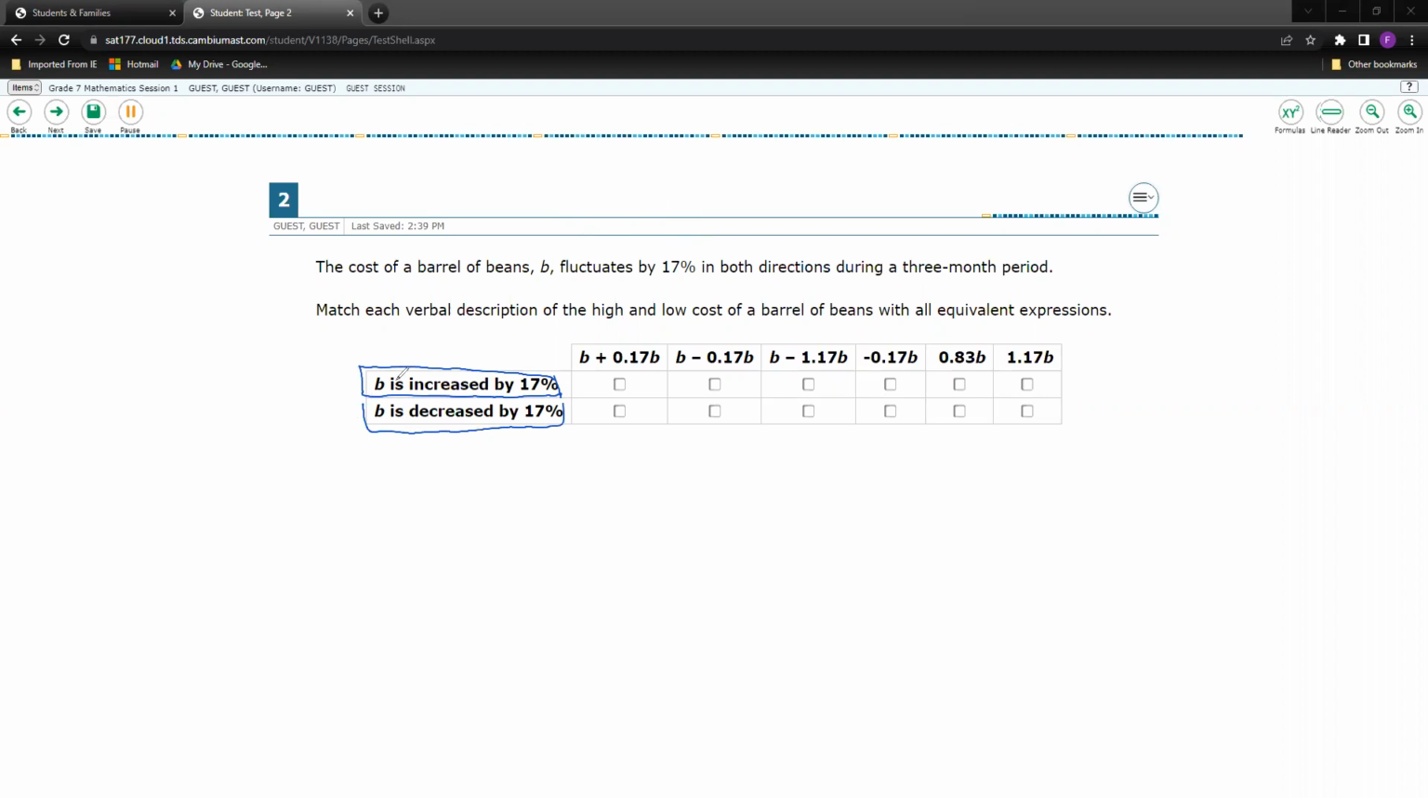When B is increased by 17% of B, there we have it. 1B plus 0.17B is going to be 1.17B. Now decreased. So we take away 17% of B, and remember there's a 1B, well, 1B minus 0.17 of B is 0.83 of B.